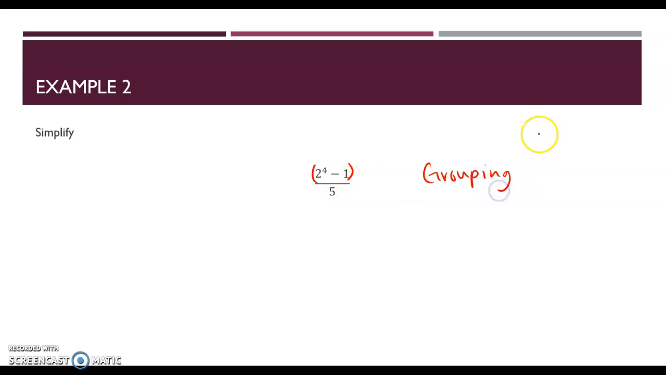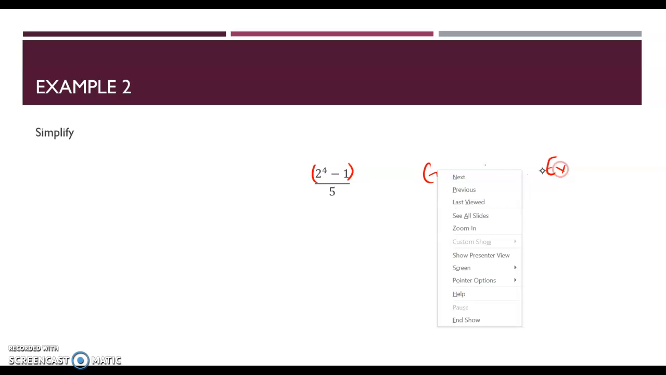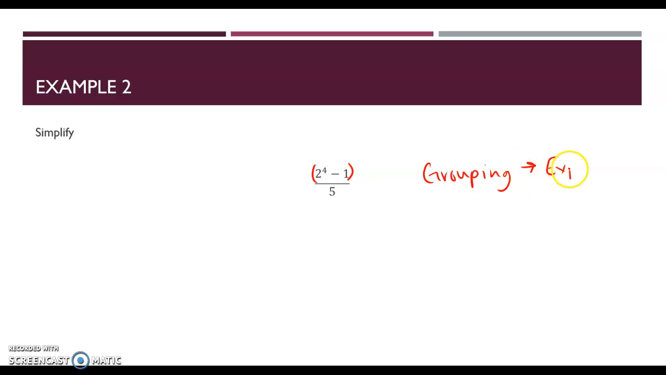Now, the first thing I'm going to do within that is my exponent, because exponents come before subtraction. And so 2 to the 4th is equal to 2 times 2 times 2 times 2. And so that's the same as 4 times 4, which is 16. So 2 to the 4th is 16, minus 1, divided by 5.